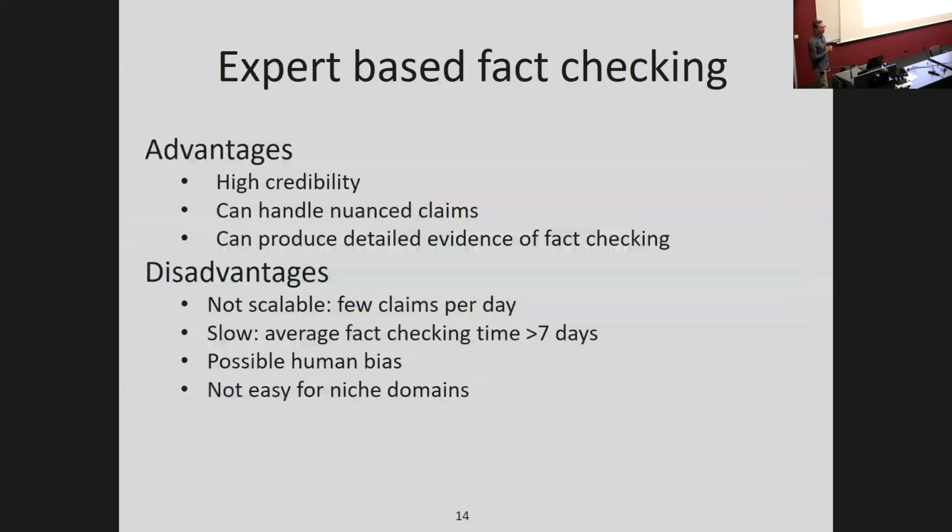So this expert-based fact-checking, of course, has clear advantages. This relies on humans, so they have high credibility because they are certified, they have experience, they can handle any kind of claim, and they can produce detailed evidence of why something is false, right? So this is the best you can do in terms of fact checking. And there are, of course, some disadvantages. As I mentioned, the scalability, the latency, because they need the time to identify and to decide and to study and to publish. And there could be some human bias. That's also something to consider.